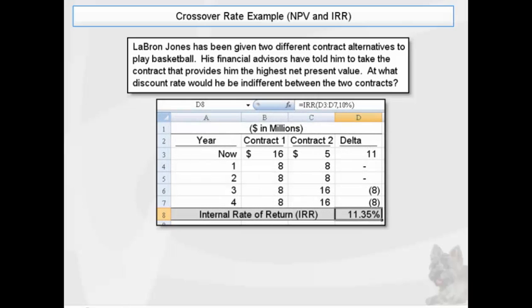Now on this last image that I've put on the screen, you can see it's a screenshot from Excel, and I've put this up there so that you have an idea of how I calculated the internal rate of return function. And if you look at the formula bar at the top, you'll see that I'm using the IRR function, and I'm referencing cells D3 to D7, and I'm using 10% as a guess for what the IRR should be.